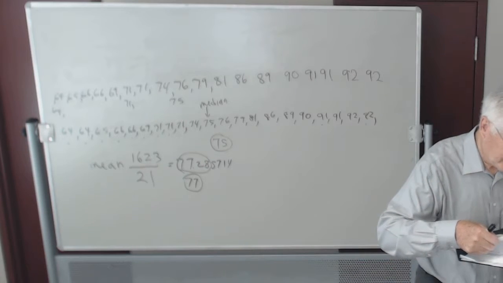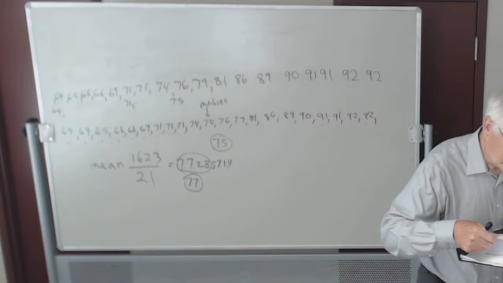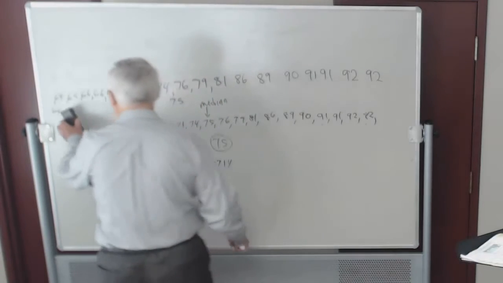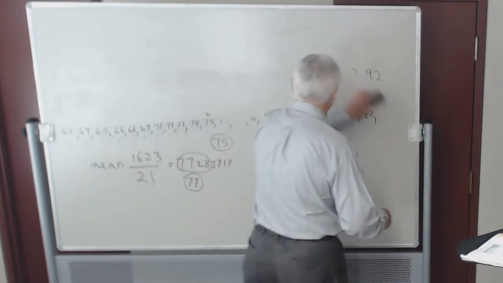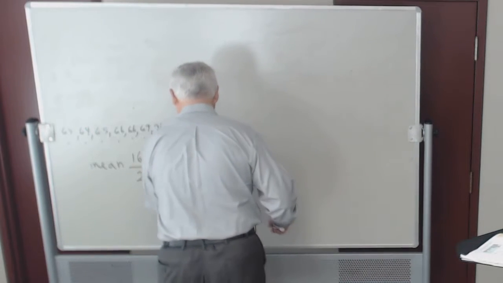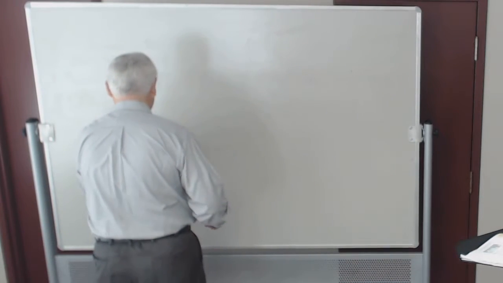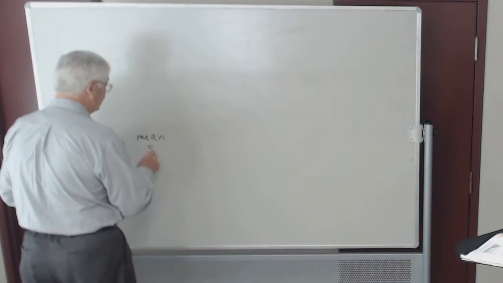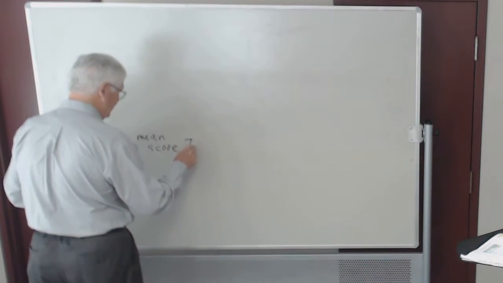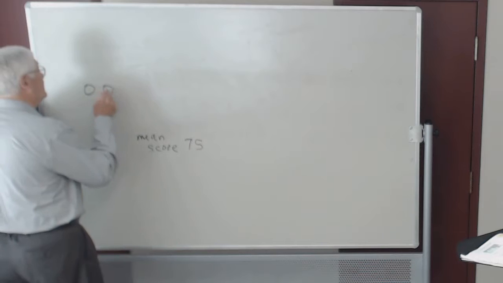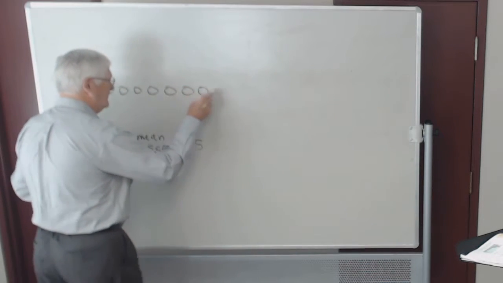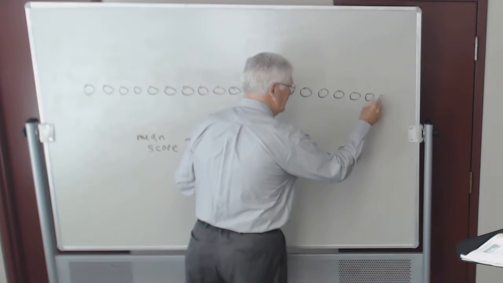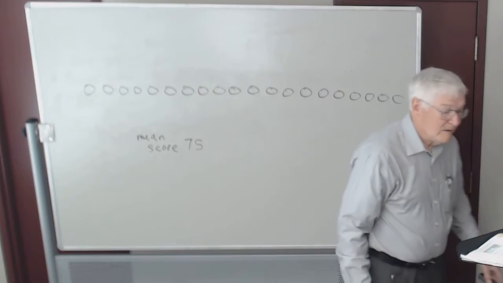All right, let's go to number 10. The mean score on a test taken by 20 students is 75. How many students? The mean score is what? For how many students? 20 students, they got 75 was the mean score.